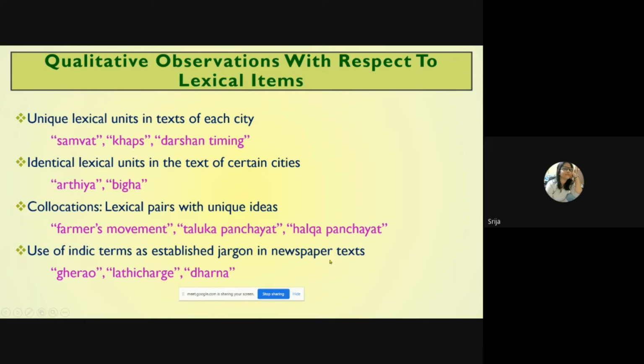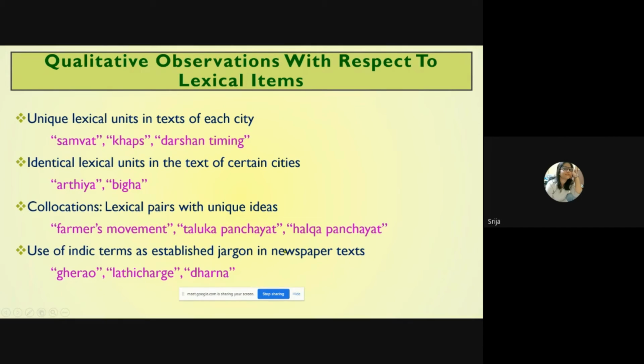Okay. The fourth one is use of Indic terms as established jargon in newspaper texts. There were several Indic terms like Gherao, Lathi Charge, Dharna, Arthia, Mandi. Some newspapers chose to show them in italics, while others showed them in plain form. Since these were fairly intelligible lexical items and fairly common amongst Indians, all those newspapers used them quite freely in their articles.